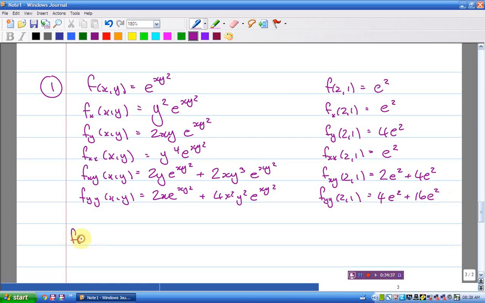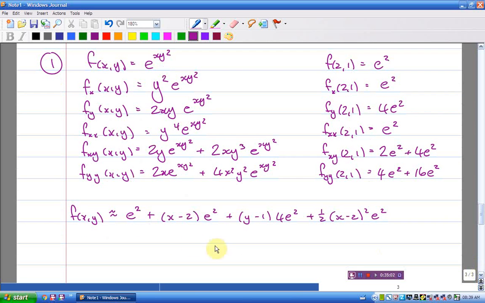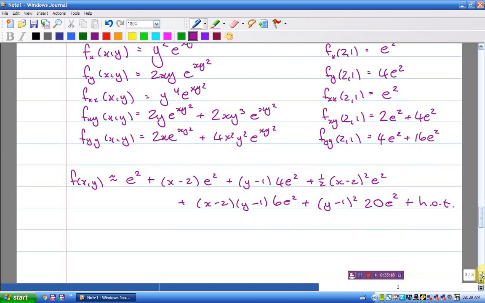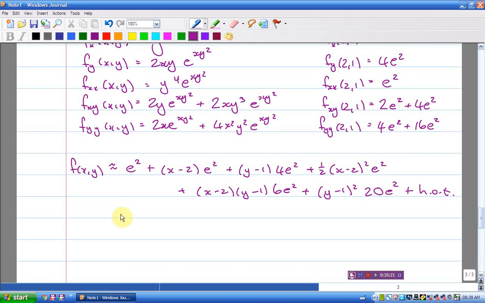So my Taylor polynomial is f of xy is approximately equal to e squared plus x minus 2 times e squared plus y minus 1 times 4e squared plus a half x minus 2 squared times e squared plus x minus 2, y minus 1 times 6e squared plus y minus 1 squared times 20e squared plus higher order terms. Higher order terms which would all include e squared.